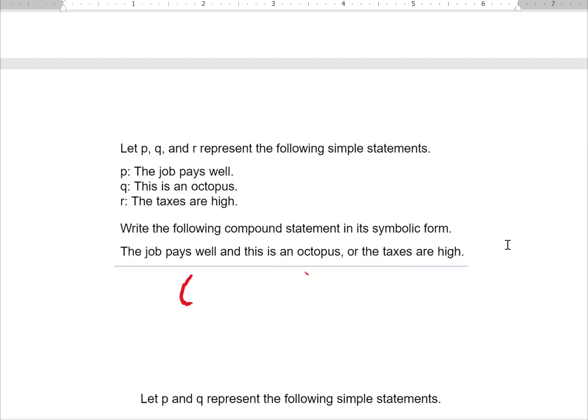So I'm going to go ahead and put the parentheses in here. And inside the parentheses, we have the simple statement, the job pays well, which is P. The connective here is and. This is an octopus, which is Q. And then outside of the parentheses, we have an or. The taxes are high, and there's the R.